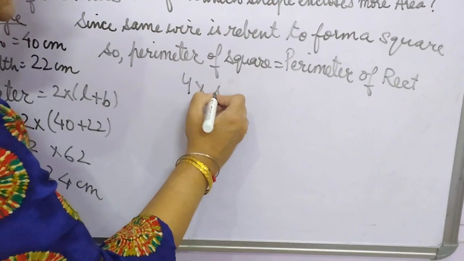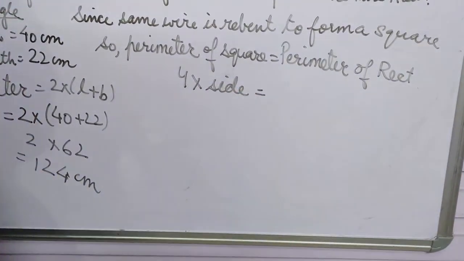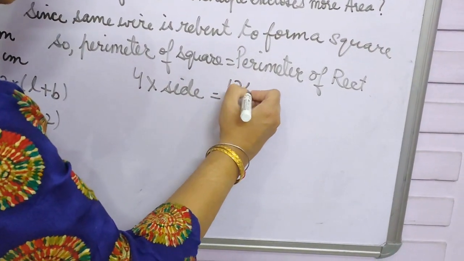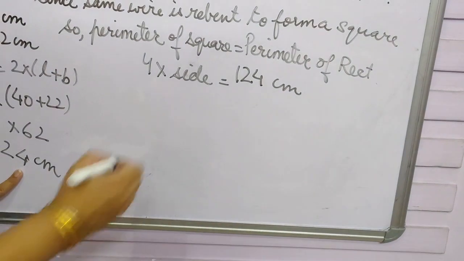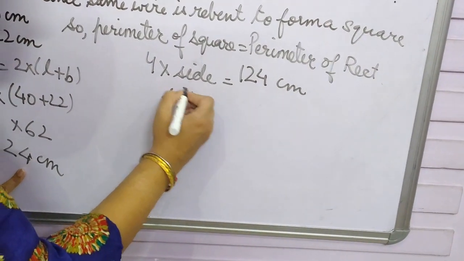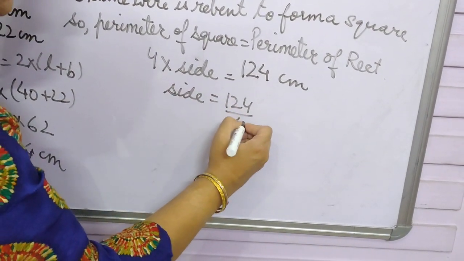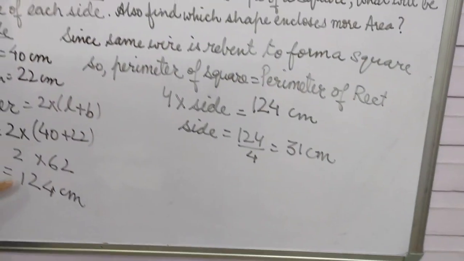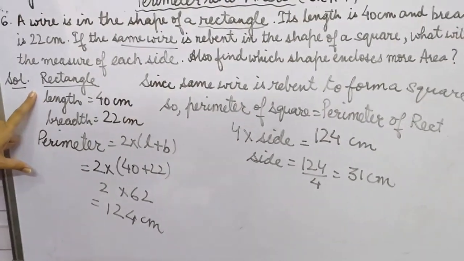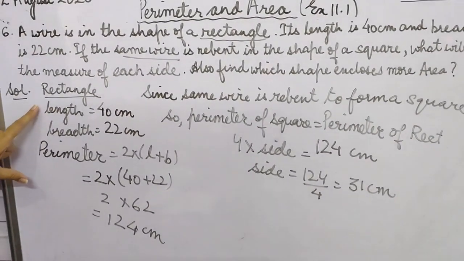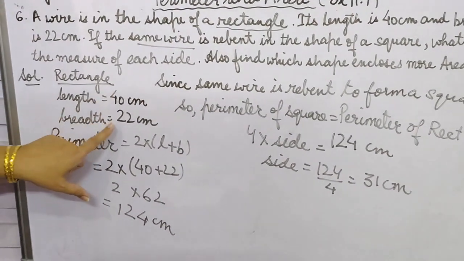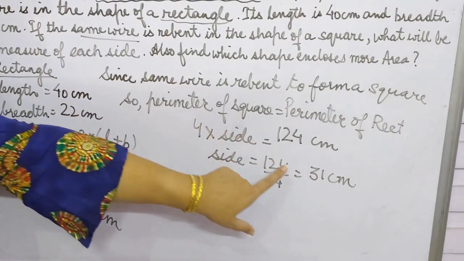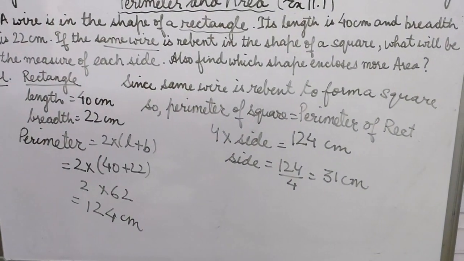What is the perimeter of the square? It is 4 into side, and the perimeter of the rectangle we have already found. It is 124 centimeter. Now for finding out this side, we have to divide this perimeter by 4. So we get side equal to 31 centimeter. That means if the same wire is used to make a rectangle of length and breadth 40 centimeter and 22 centimeter, and it is used to form a square, then its side has to be 31 centimeter.